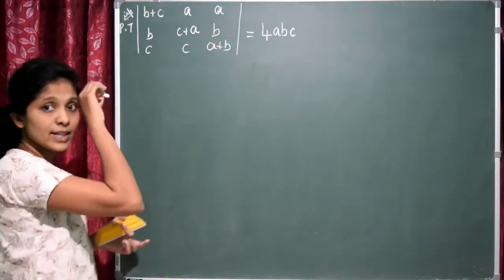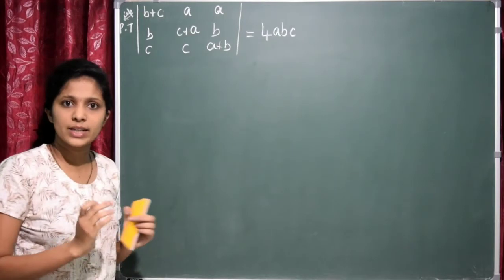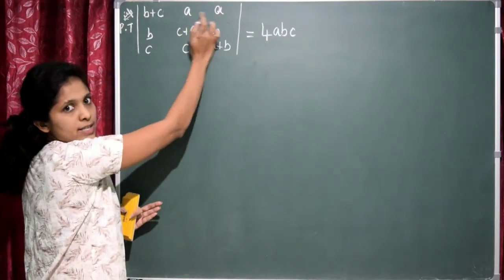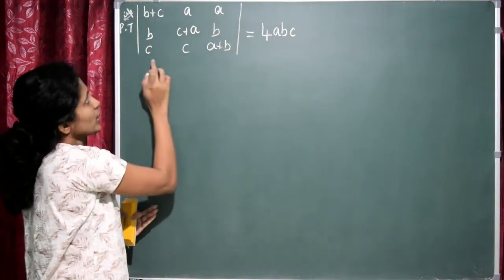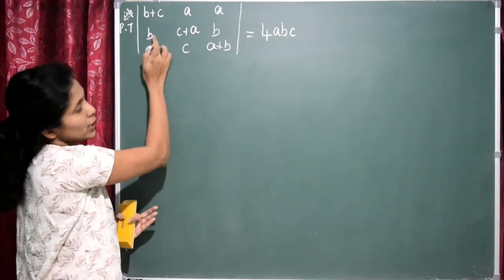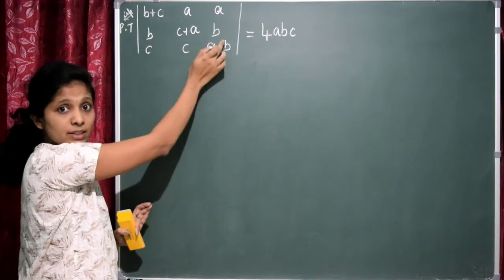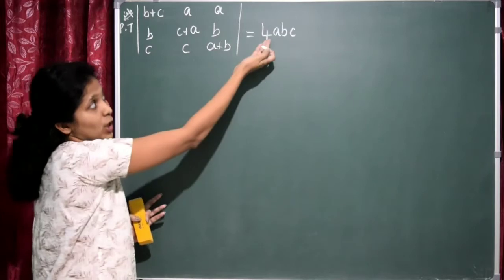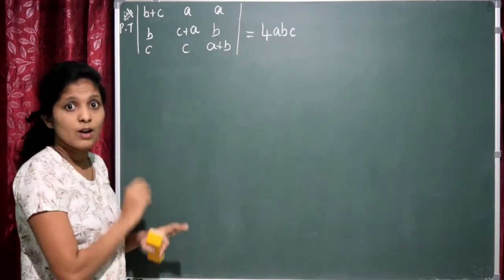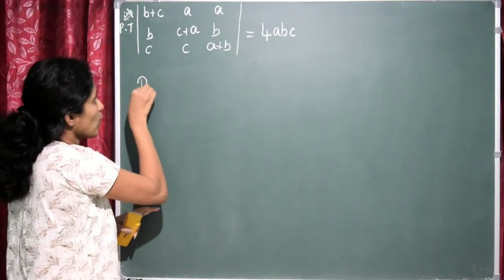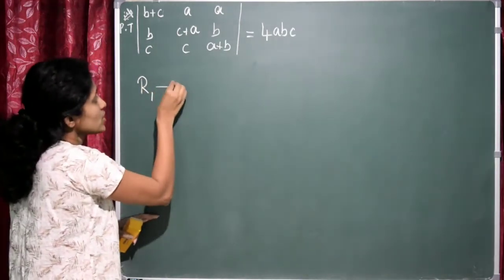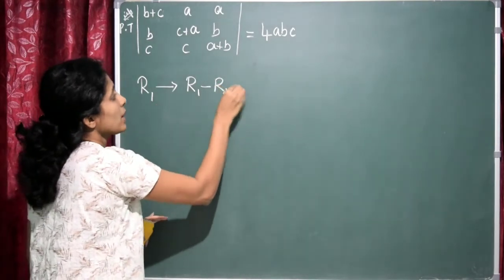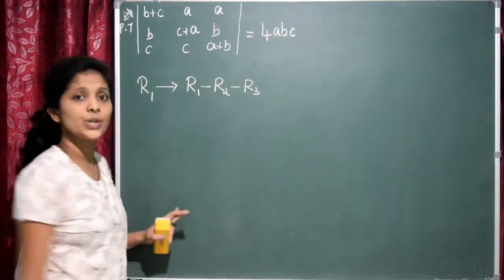Now, as I told you, you have to make 2 or 3 elements as 0, right? The simple thing you can do is subtract these two: C2 minus C3, or C1 minus C2, or C1 minus C3. But if you apply that operation, the problem will be very lengthy and you can't get this to equal 4abc. For that reason, here you have to apply the operation R1 changes to R1 minus R2 minus R3. This operation you have to give.